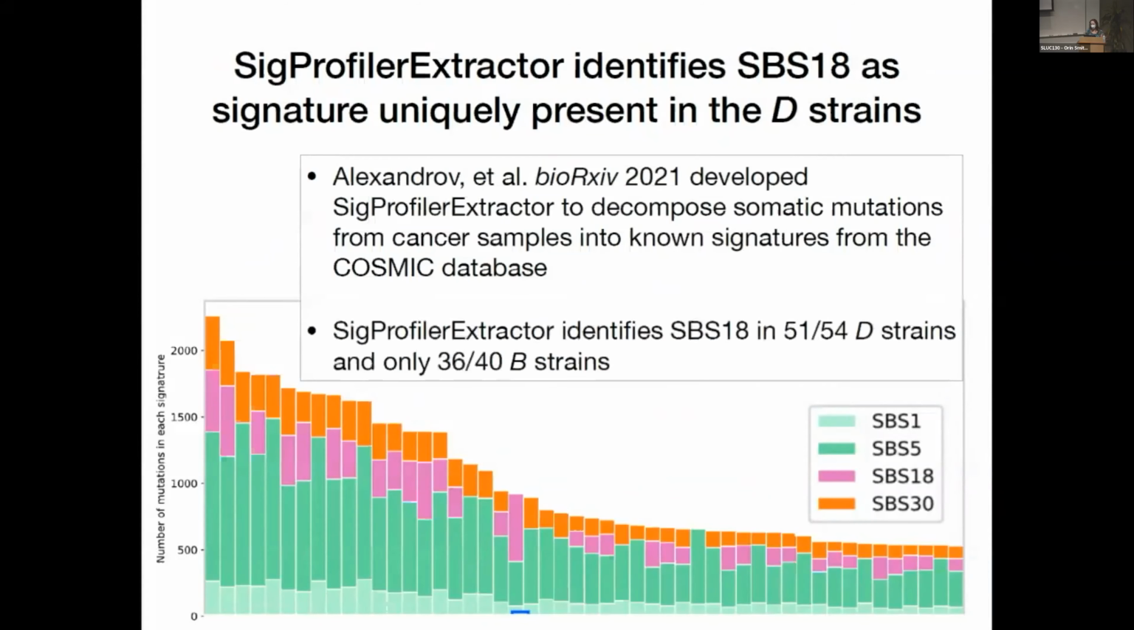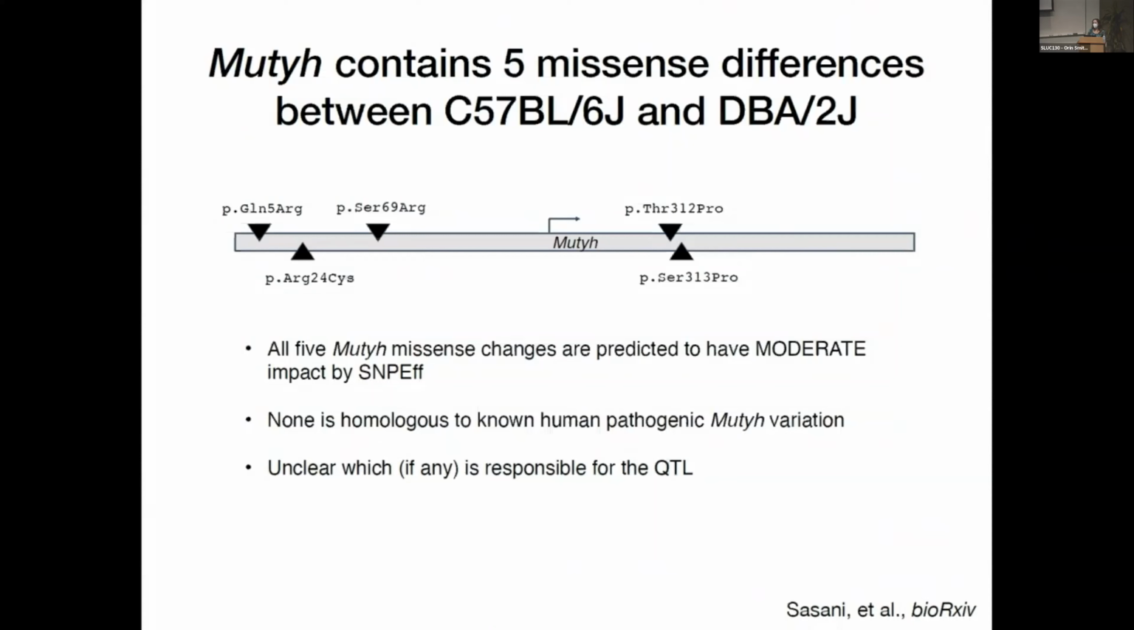We still haven't narrowed down the exact genetic change within MUT-YH that we think causes the phenotype, because there are 5 different protein-coding differences between the B and D haplotype in this region, but we're working on strategies for narrowing this down.